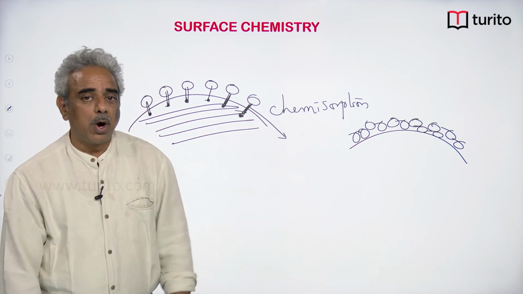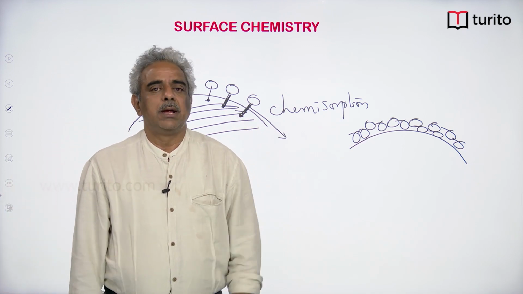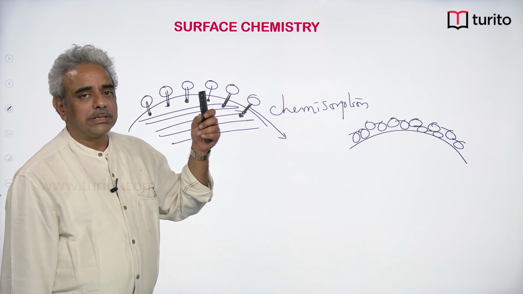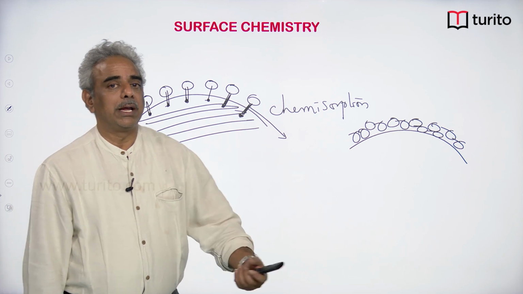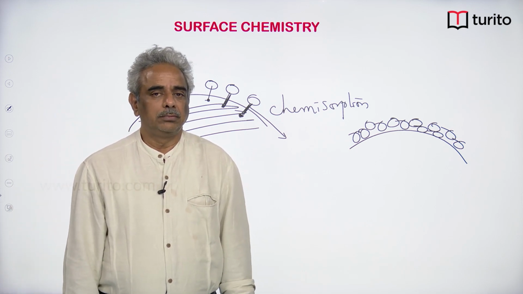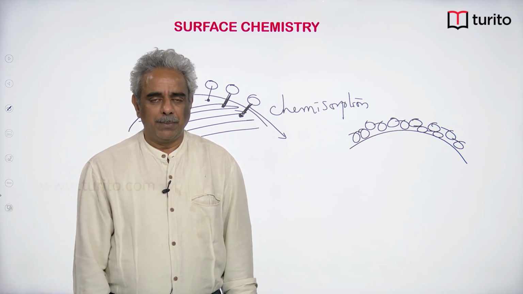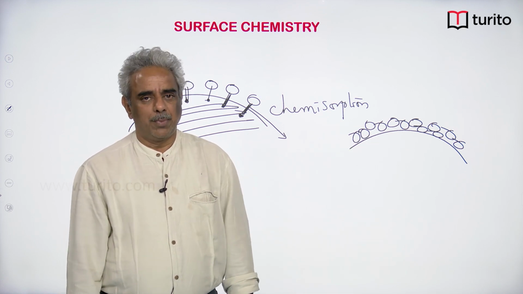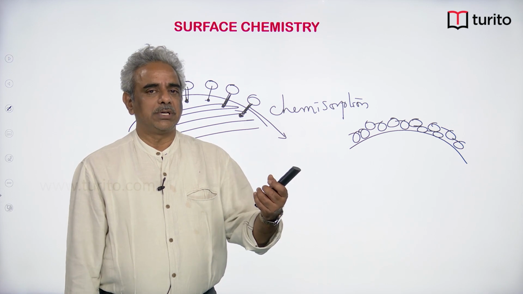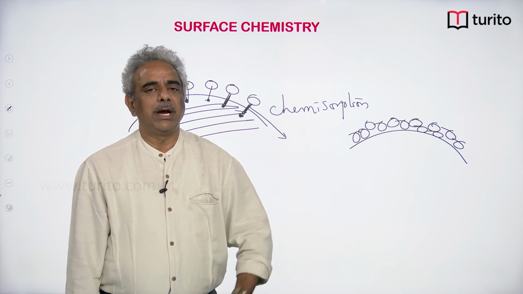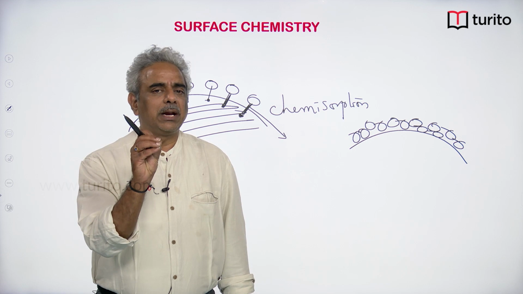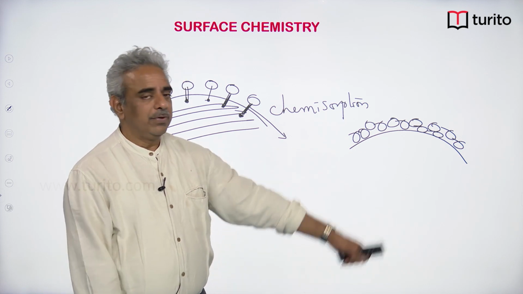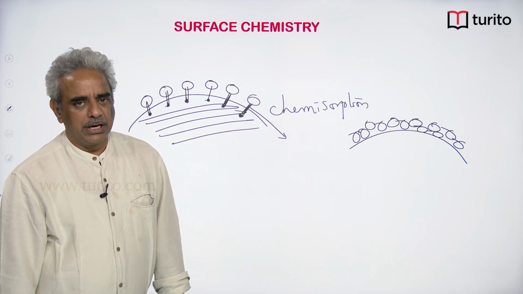There is a chemical bond between adsorbate and adsorbent. So, these molecules settle on the surface through bonding, chemical bonding, whatever type of bond it may be. But this adsorption is not through chemical bonding. Adsorbate molecules settle on the adsorbent through mere physical van der Waals forces. So, we call it physisorption, physical adsorption.